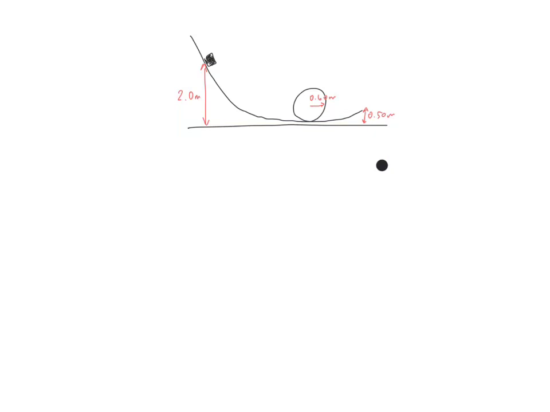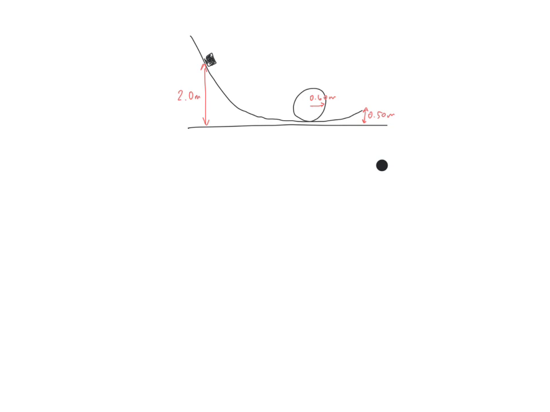A small block of mass 0.15 kilograms is placed at point A on this track, at a height of 2 meters above the bottom of the track. Released from rest, it slides with negligible friction down the track, around the loop of radius 0.6 meters, and leaves the track at point C, which is 0.5 meters above the bottom of the track. In part A, we want to calculate the speed of the block when it leaves the track at point C.